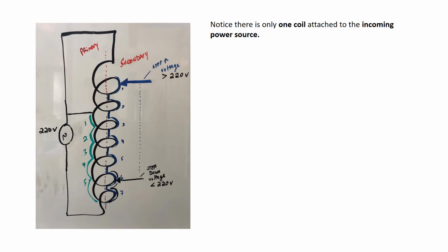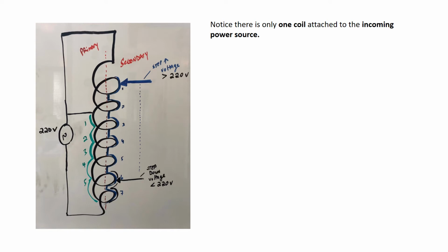What I've done is I've drawn a red dash line down the middle of that coil. You can look at this coil then as having, even though it's just one coil, a primary side, which is on one side of the dashes there in red, and then one side would be considered the secondary side.